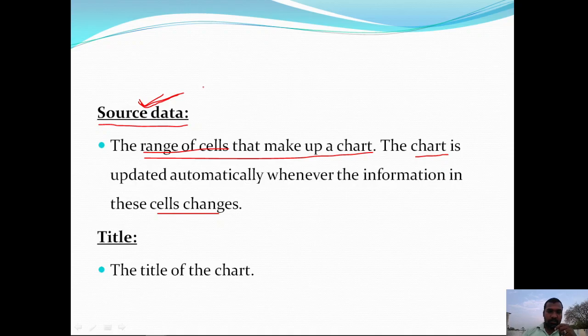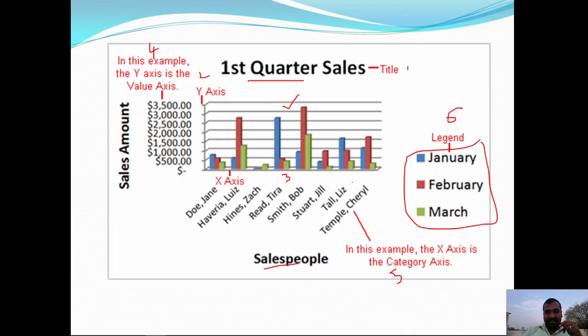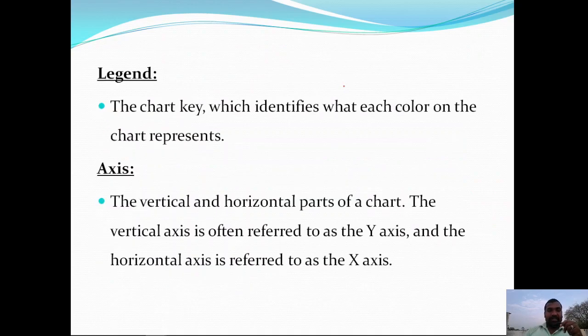Okay, the next one is the title. Title is nothing but the title of the chart. Every chart may have a title. By seeing the title, we are going to get some idea about that particular chart. For example, here, first quarter sales represents the sales of a company for a quarter period, right? Like that.